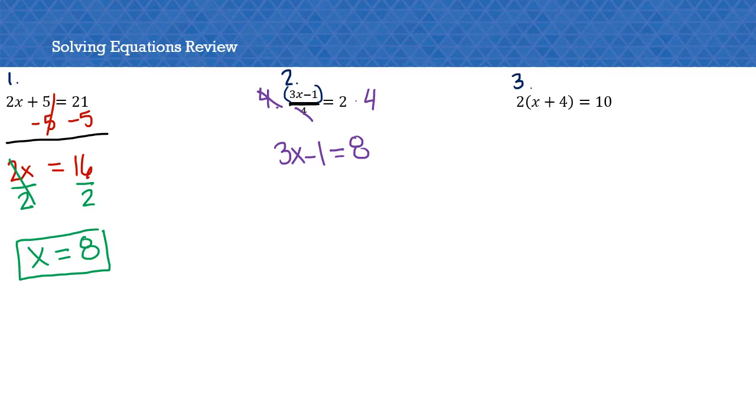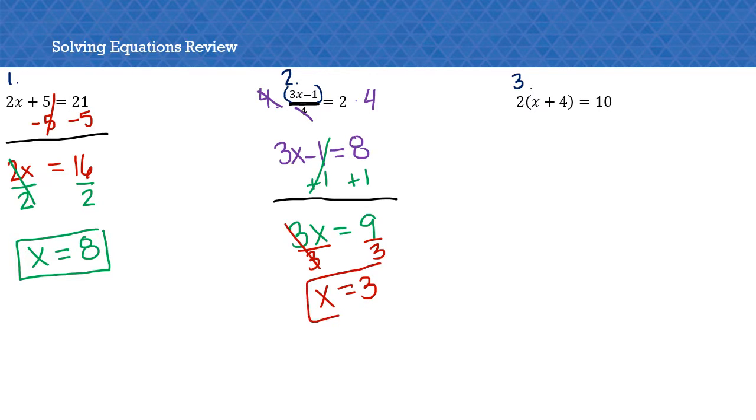Now our problem is very similar to number 1. We're going to undo addition and subtraction first. So since this is minus 1, we add 1 to both sides of the equal sign. We have 3x is equal to 9. And then we have 3 times x, so divide both sides by 3. x is equal to 3.